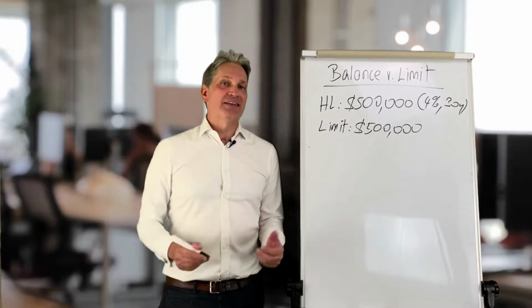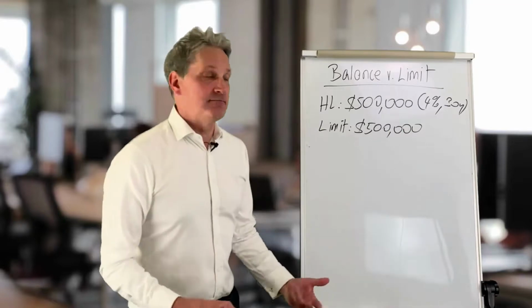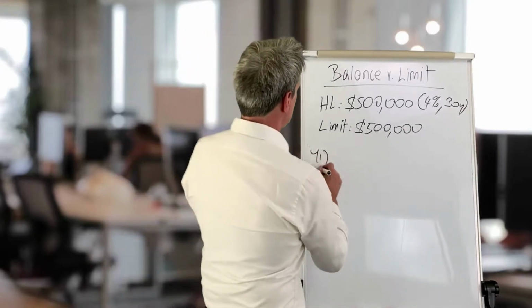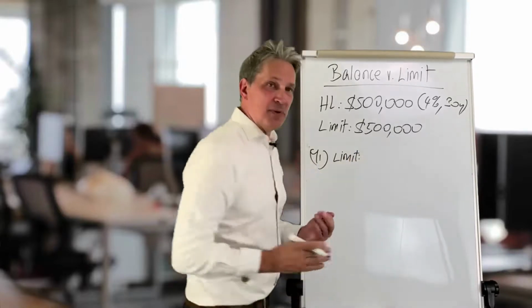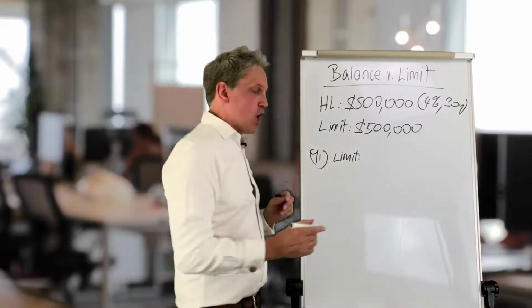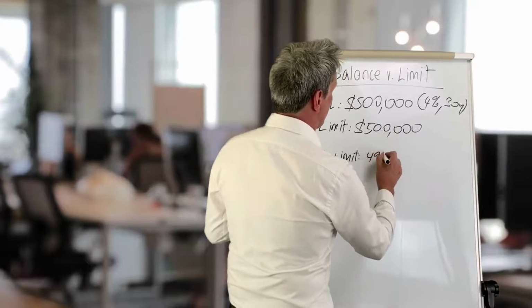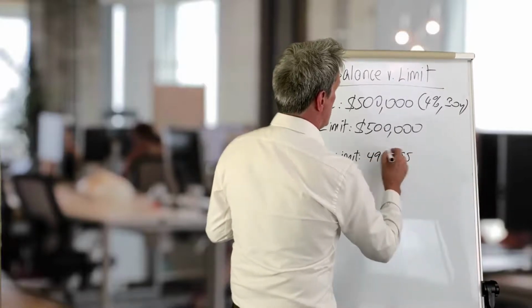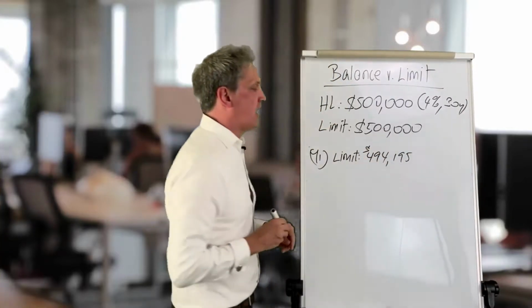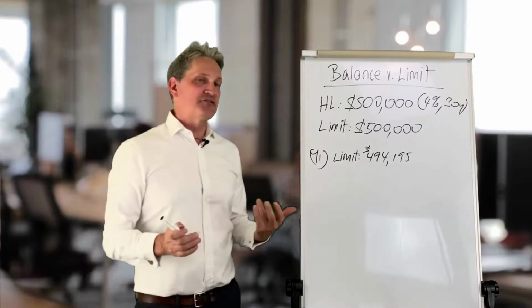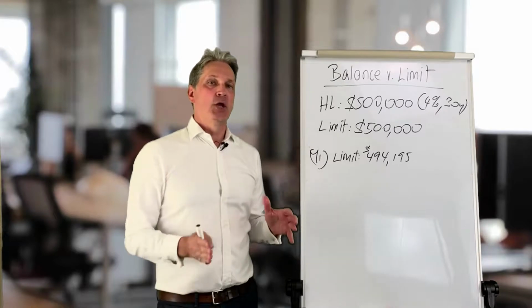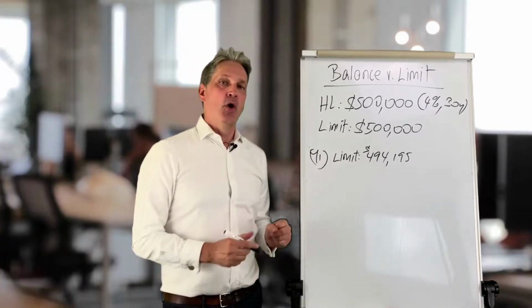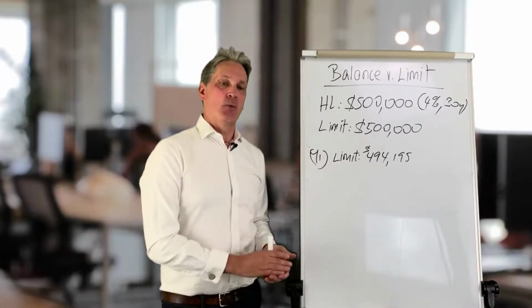Great. So now let's have a look at what happens after a year. In year one, what is your limit? If you pay 4% over 30 years, the limit would have gone down to about $494,195. So you would have paid off just under $6,000 of your principal. That's if you make your regular, normal, contractually agreed repayments.